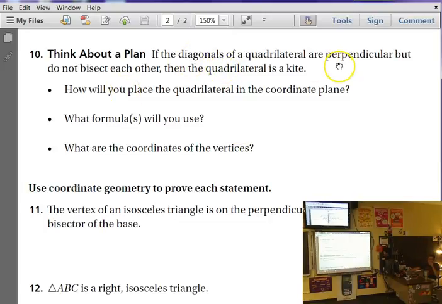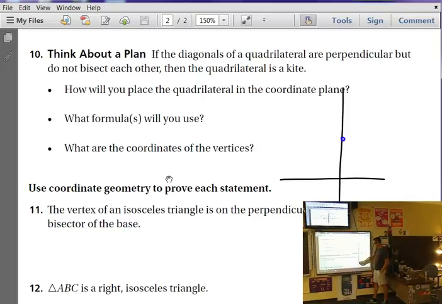If the diagonals of a quadrilateral are perpendicular, but do not bisect each other, then the quadrilateral is a kite. How will you place the quadrilateral in the coordinate plane? What formula will you use, and what are the coordinates of the vertices? Oh, okay, so we're talking about a kite, and the diagonals being perpendicular, but not bisecting each other. We actually already drew this today, but I forget if we were trying to draw it as a kite, or as something else. On 7, number 6, place a kite in the coordinate plane. Is that the one you're talking about? Yeah.